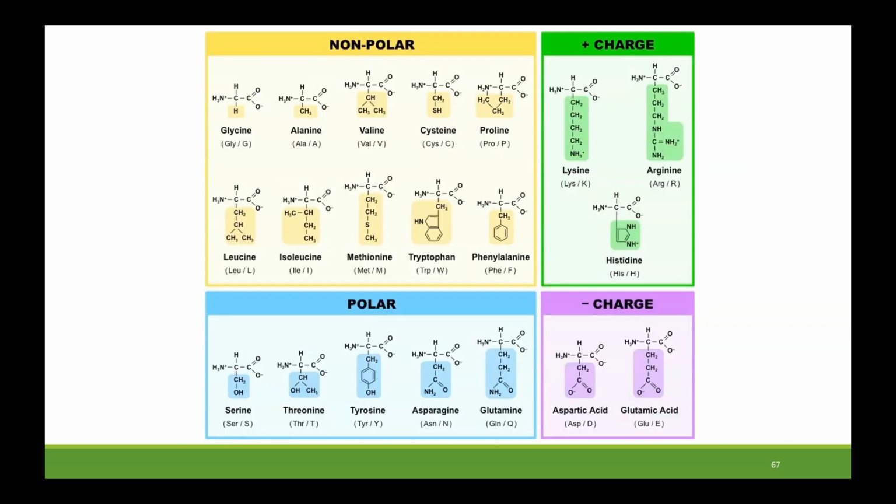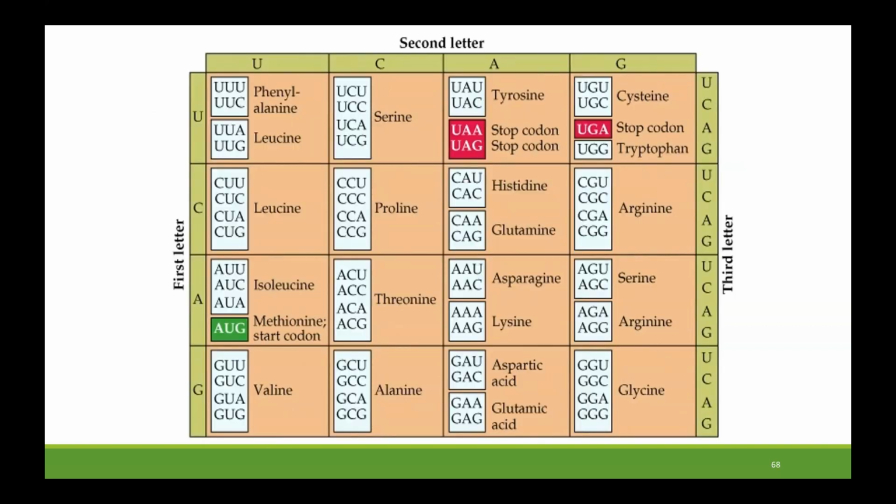Now, to remind you, there are 20 different amino acids. Here they are. And biologists know exactly which codons translate into each amino acid. That information is all summarized and laid out in this table right here. This is called the codon table. It shows you every possible codon, meaning every possible set of letters consisting of A, U, G, or C, and what they translate into.